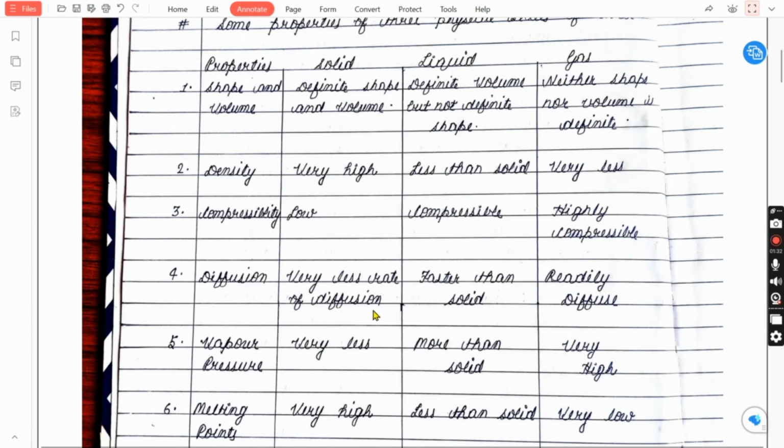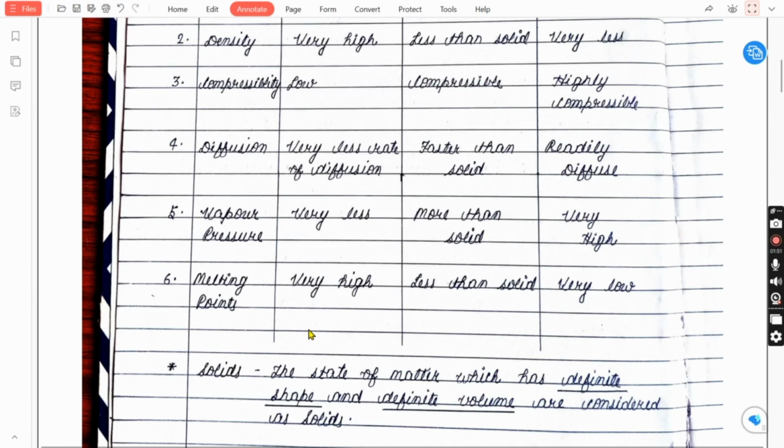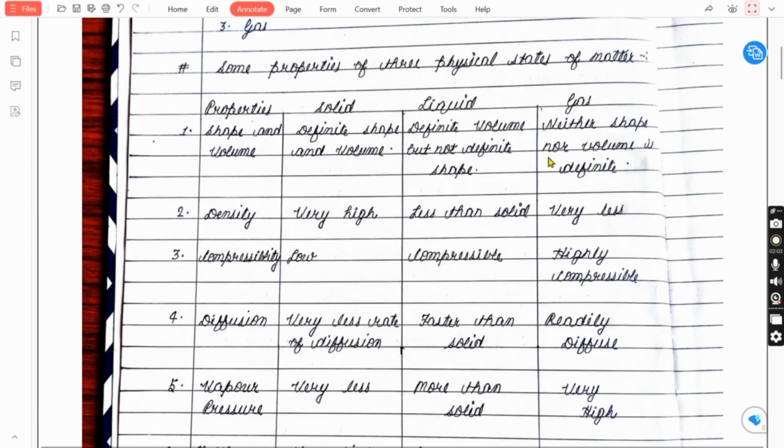Then for diffusion, you can see a very low rate of diffusion in solid. Liquid is a little bit faster than solid, and gases are very highly diffusible, they can diffuse very speedily, rapidly. Then vapor pressure, everything is there. Melting point, one of the most important points. Melting point is very high in solids, a little less than solid in liquids, and least of all in gas. These are the very basic properties of all three physical states of matter, and with this you can differentiate between solid, liquid and gas.